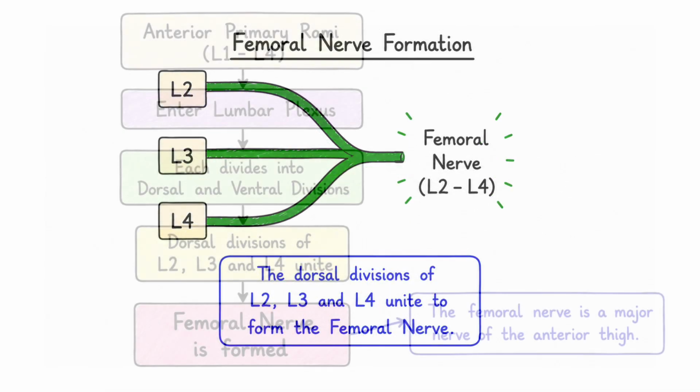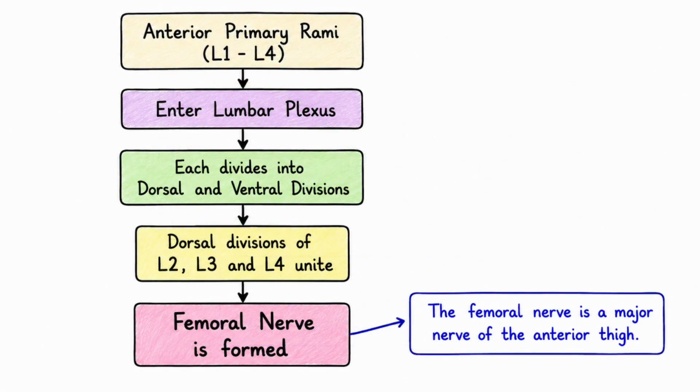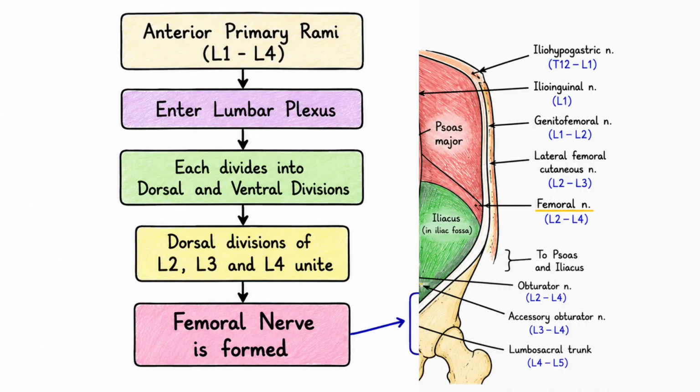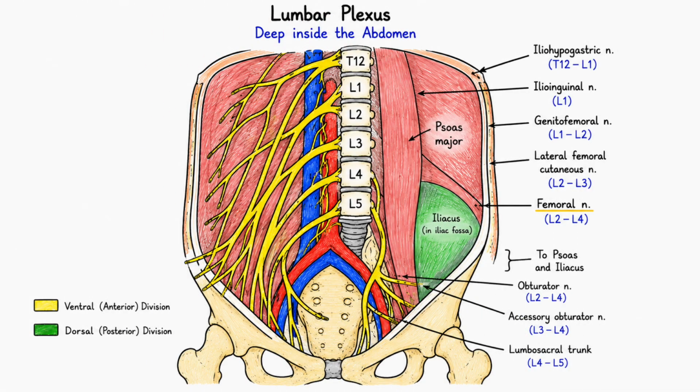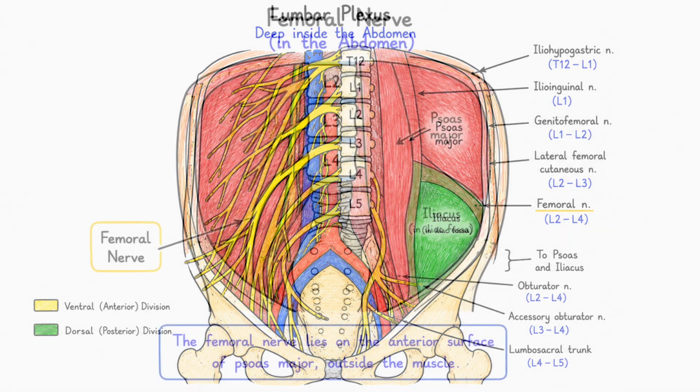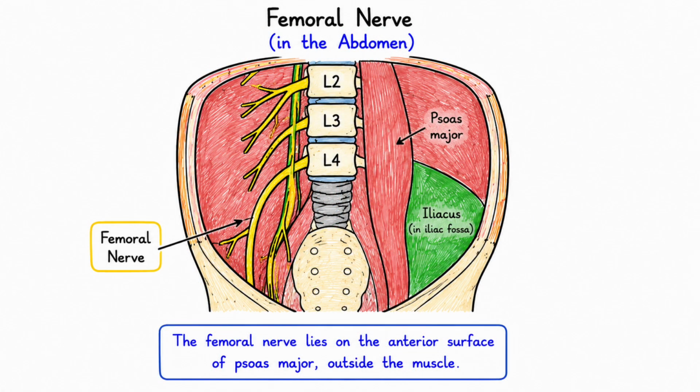So, the spinal nerve splits into anterior and posterior division. The anterior primary ramus further enters the lumbar plexus and from there it splits into two divisions, dorsal and ventral. The dorsal division of anterior primary rami of L2, L3 and L4 ultimately forms the femoral nerve. So, the femoral nerve is a part of the lumbar plexus. Once formed, the nerve emerges from the lateral border of the psoas major muscle. This marks the beginning of its journey towards the thigh.